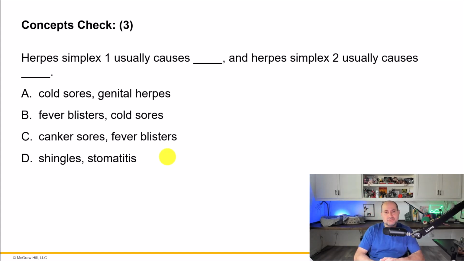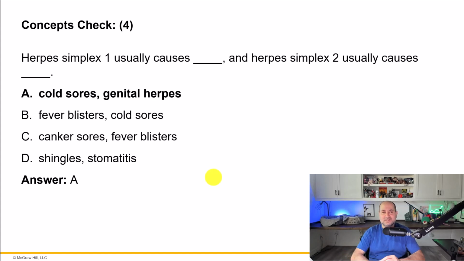Herpes simplex 1 usually causes what? Remember, it was cold sores. And herpes simplex 2 usually causes genital herpes. So I would say A is the correct answer there, right?